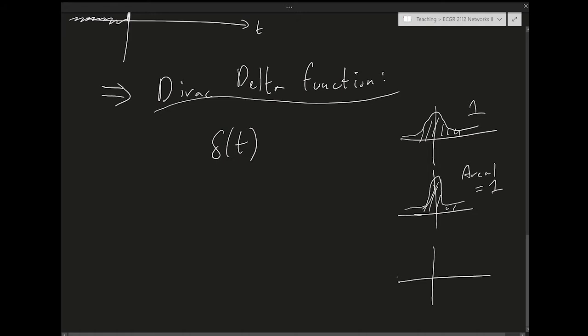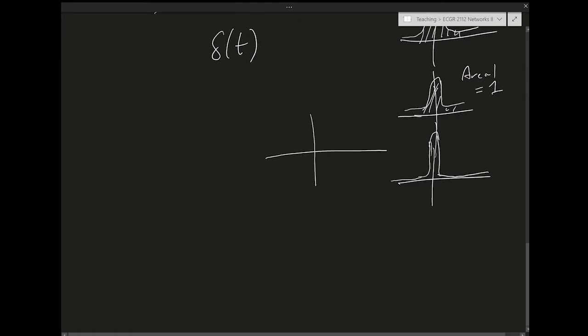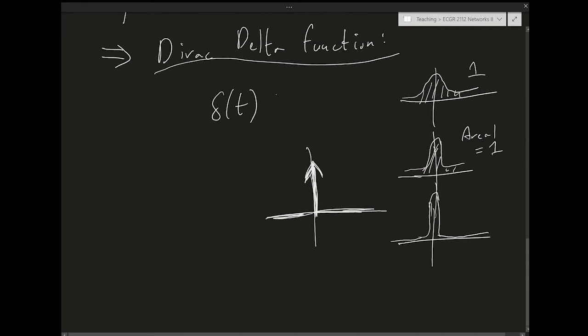What happens as you make it narrower and narrower? The magnitude is going to keep going higher and higher until you reach a point where your function can be represented as follows. It is a function that's 0 everywhere and infinite at a single point. So we represent it as an arrow like this. It exists only at a single point and it's infinite there. So if I'm going to write it down, it's going to be 0 if t does not equal 0, and infinite if t equals 0. It's a very weird function.